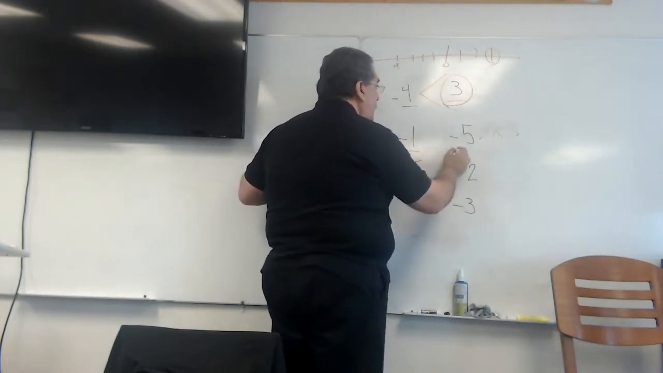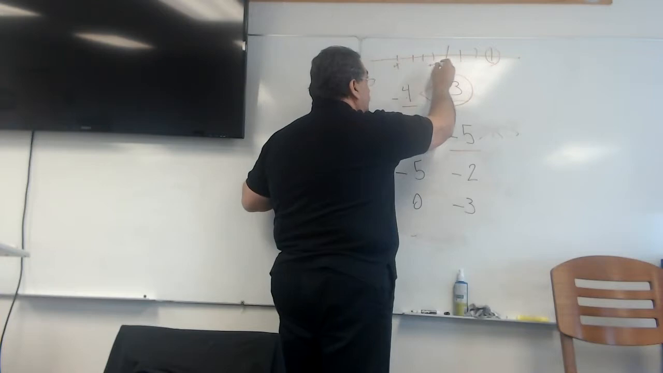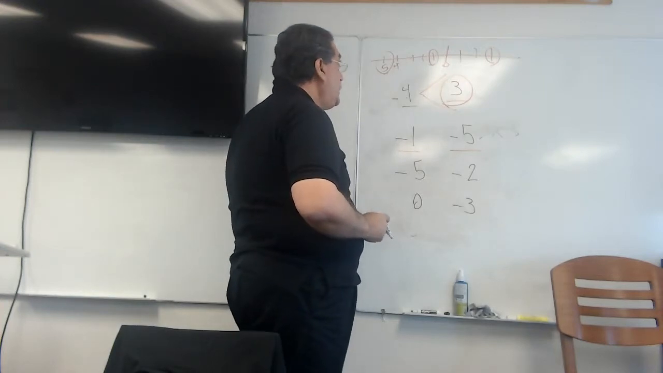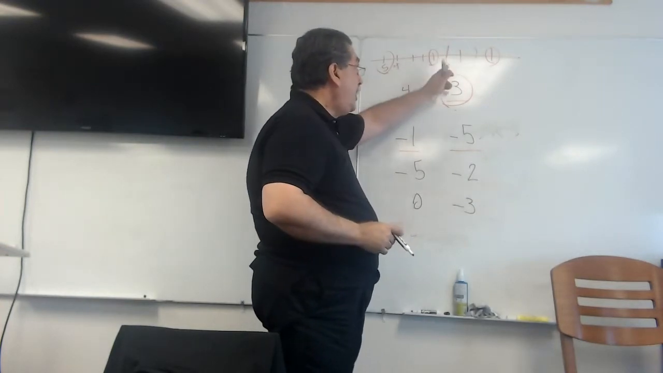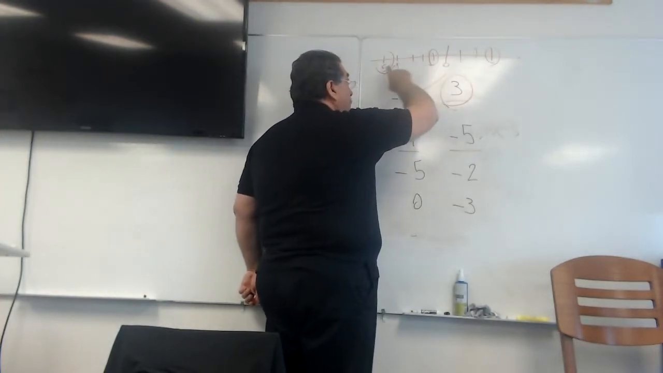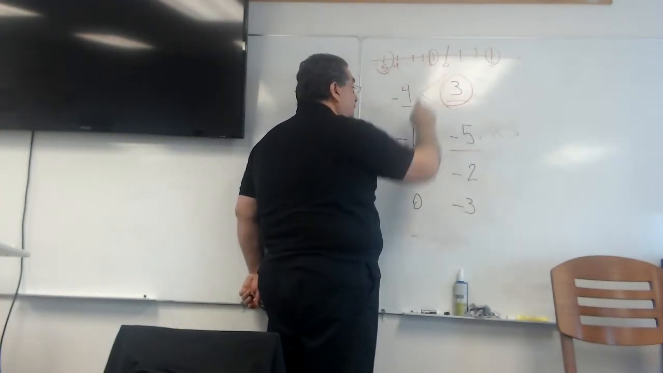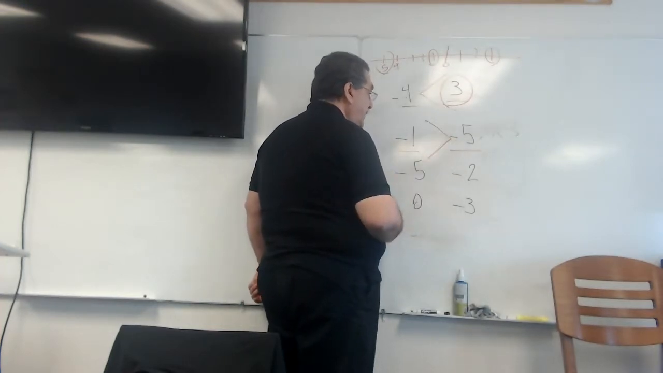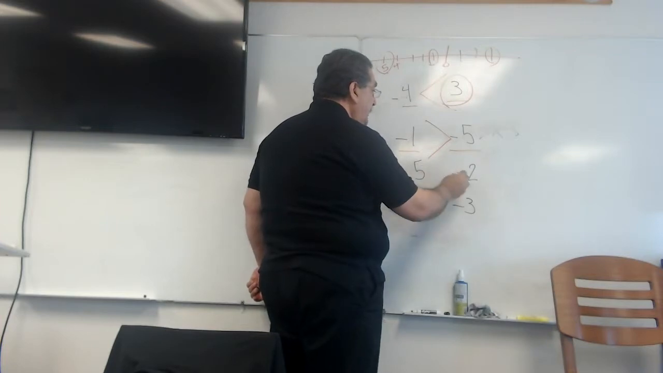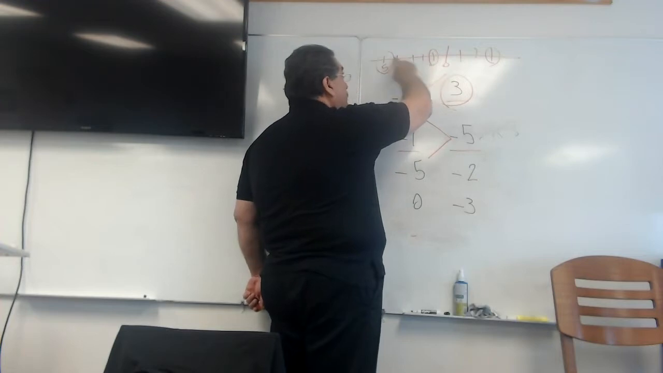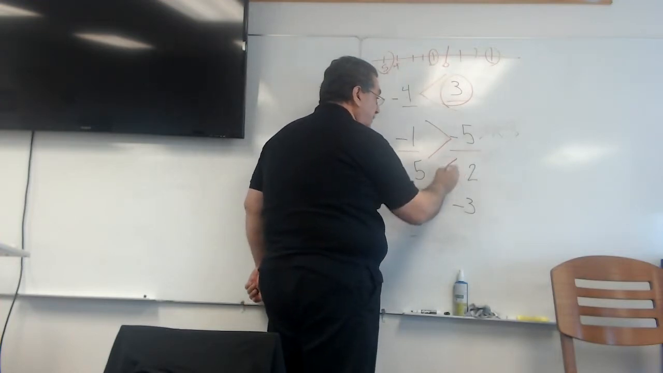Between -1 and -5, this would be -1, this would be -5. Which one is greater? Greater has to do with how much closer it is to 0. Minus 1 is closer than minus 5. Minus 1 is greater. So minus 1 is greater than minus 5. Between minus 5 and minus 2. Minus 2 is here. Again, minus 2 is greater than minus 5.